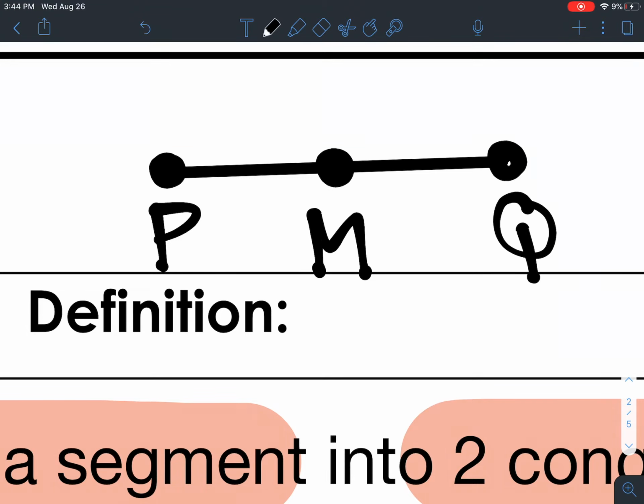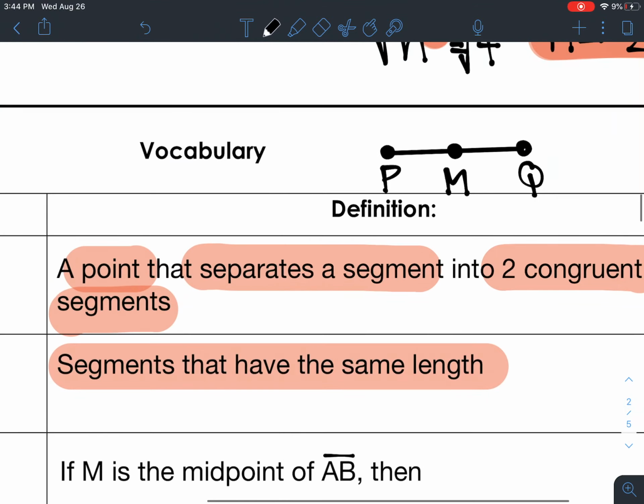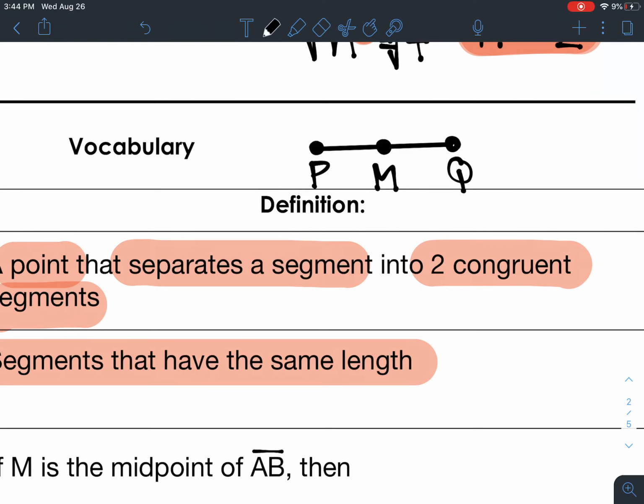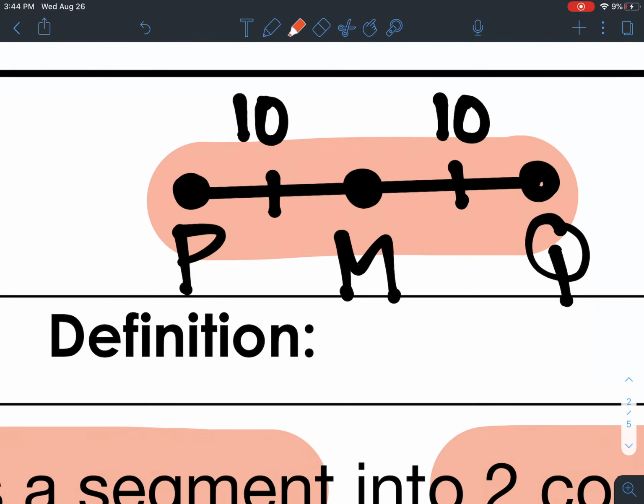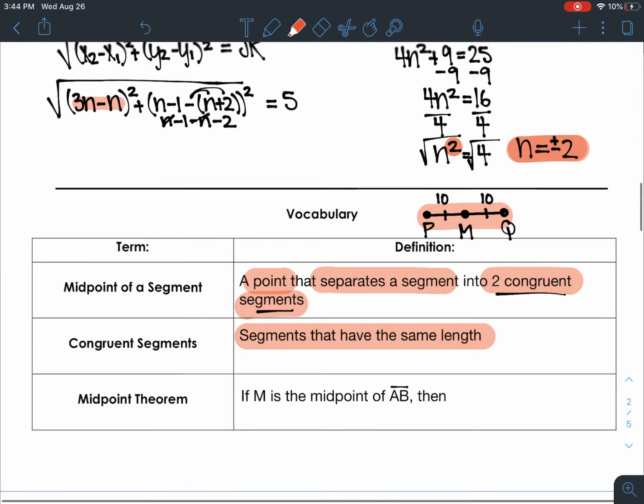All right, so I'm telling you guys that M is the midpoint. So what does that mean? So if we go off of that definition, it says that it's a point that separates a segment into 2 congruent segments, which means then that these 2 segments, PM and MQ, have to be congruent. And if those segments are congruent, that means they have to have the same length, right? So if the length of PM was 10, what would be the length of MQ? It would also be 10, okay? Which means that the full length using segment addition of PQ would be 20.